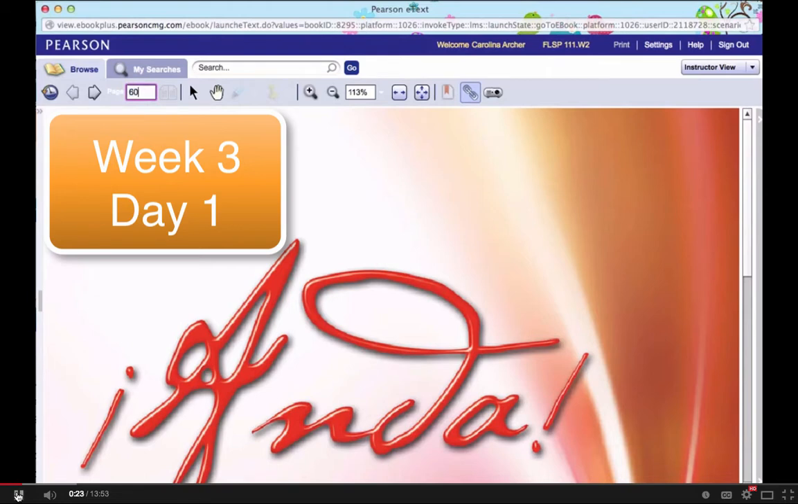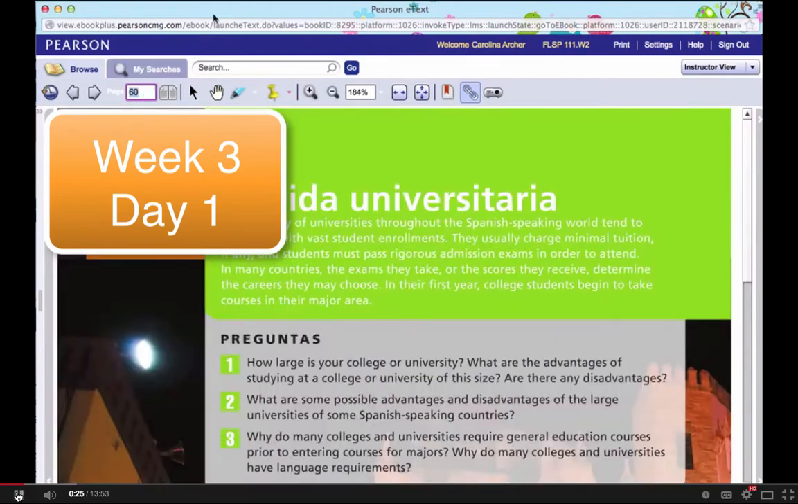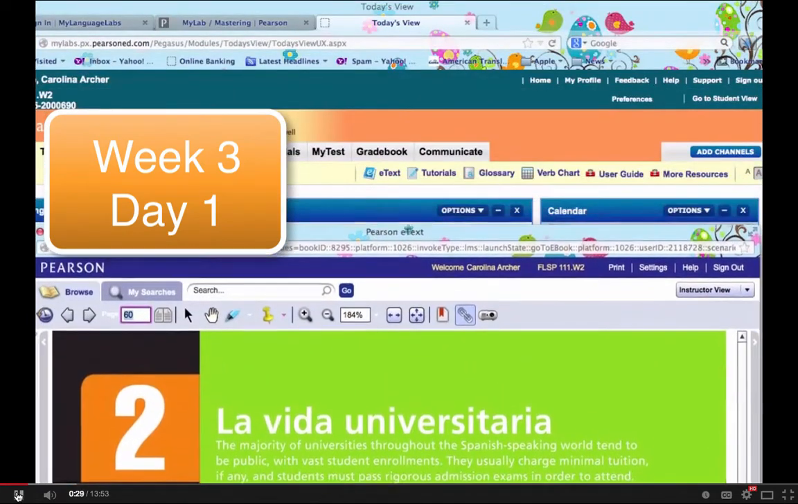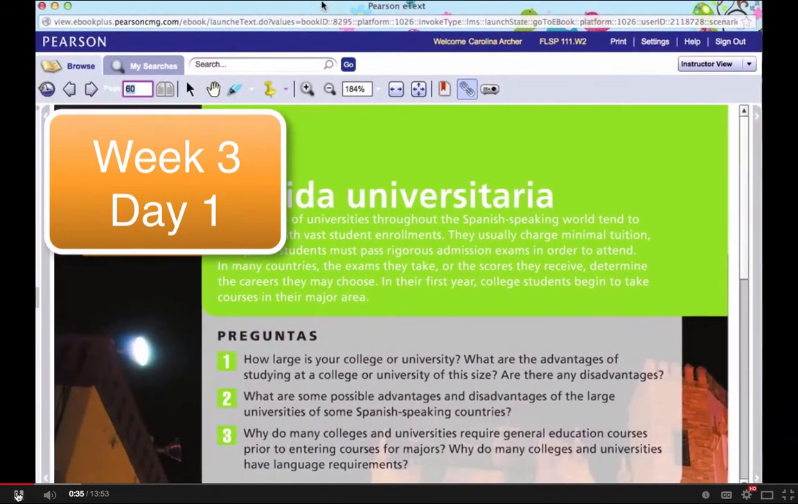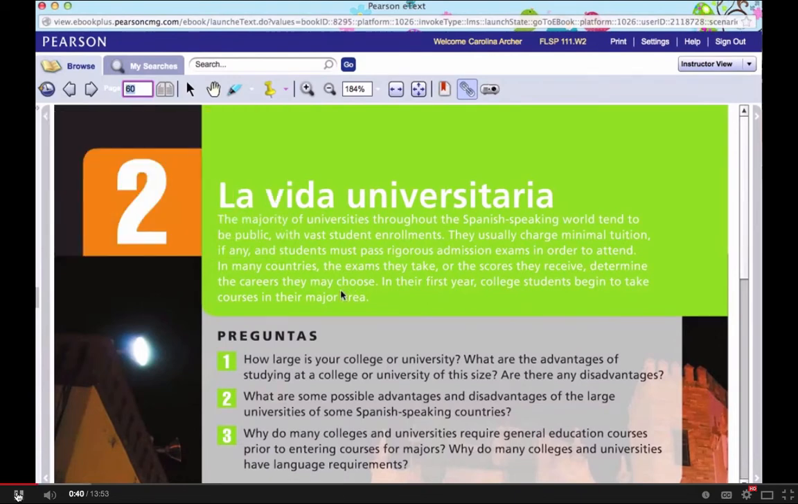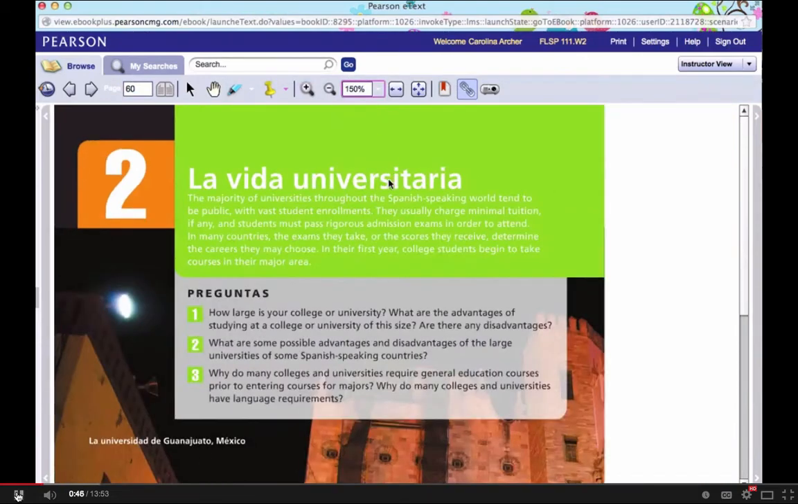La página 60. I'm not sure if I told you this, you probably have figured it out already, that here in My Spanish Lab, this is where you find your e-text. Up here, you click on it and you can look at your e-text. And this is where you will find some of the vocabulary highlighted, and that means that you can click on it and hear the pronunciation of the words, which is a very good resource to have.